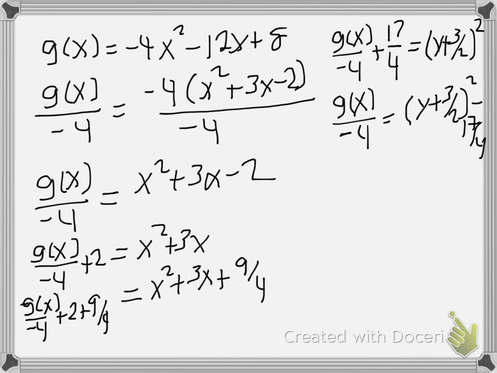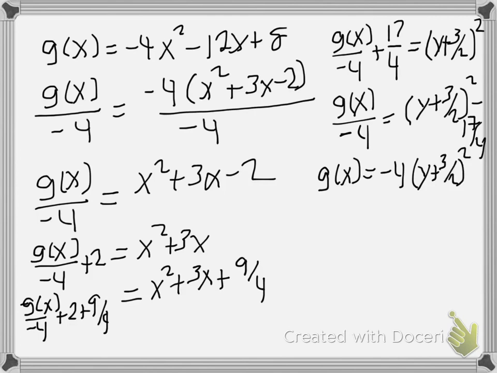Now, we don't want g of x over negative 4. We want what? We want g of x by itself. So we multiply now by negative 4. So g of x equals negative 4 times this whole thing, x plus 3/2 squared.